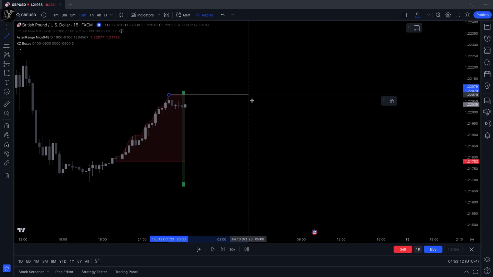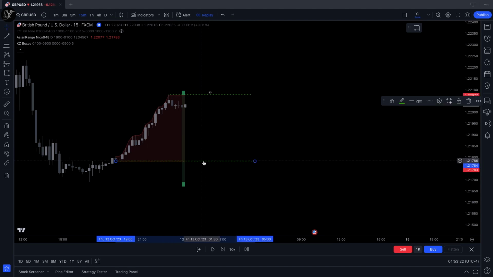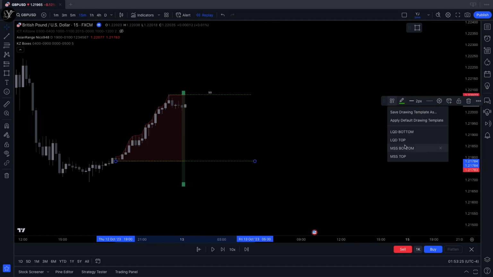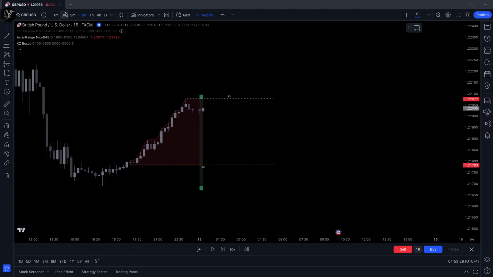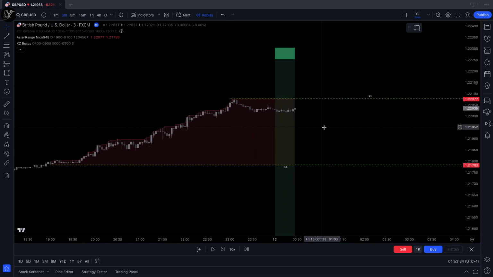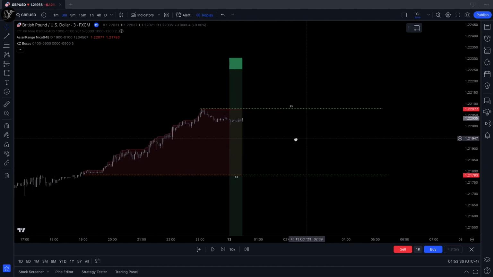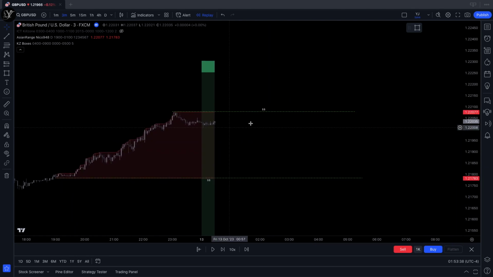This is our high right here. If I just mark that out, liquidity top, this is our high and this is our low. So in other words, this is our buy side and this here that I've just marked out is our sell side liquidity. So now we're going to want to drop down to our 3-minute and see which side gets taken out first. Most likely it's going to be the buy side.